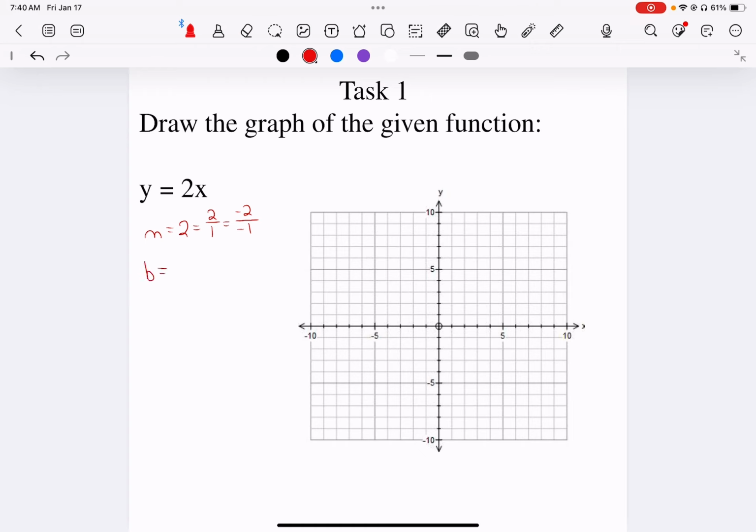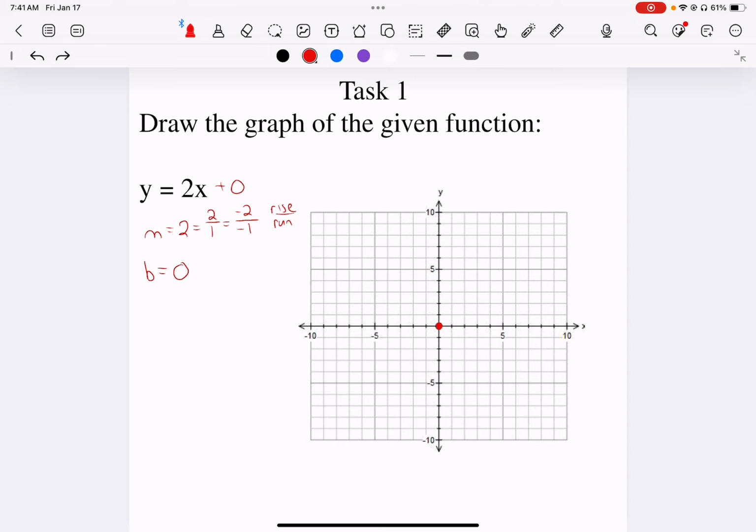My y-intercept, even though there's no number there, it's like there's an imaginary 0. So my y-intercept would be 0. So I'm going to start or begin drawing my graph at 0 on the y-axis. So that's right in the origin. Then I move based on my slope. Remember, slope is rise over run. So I'm going to use my first fraction first.